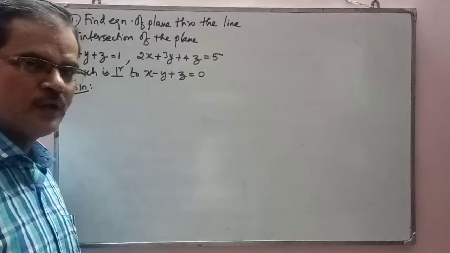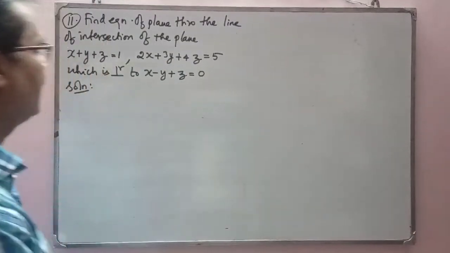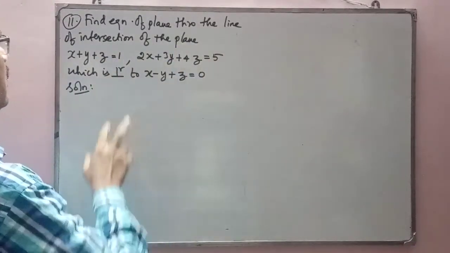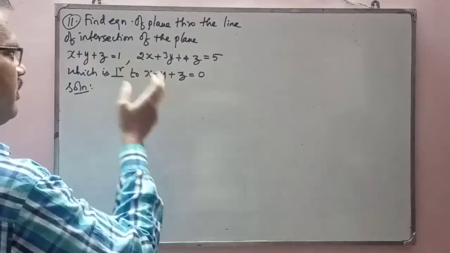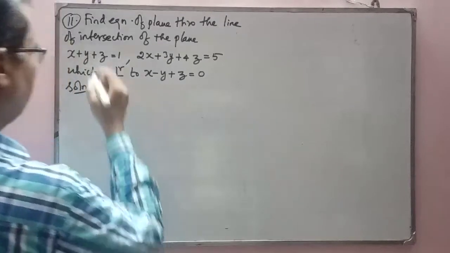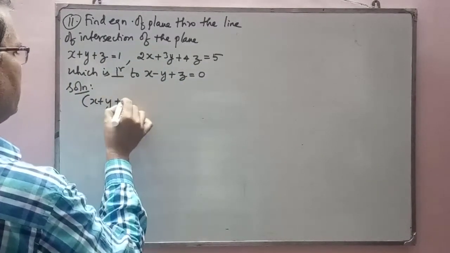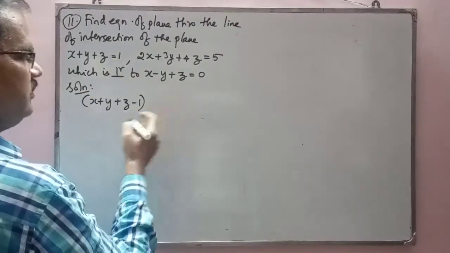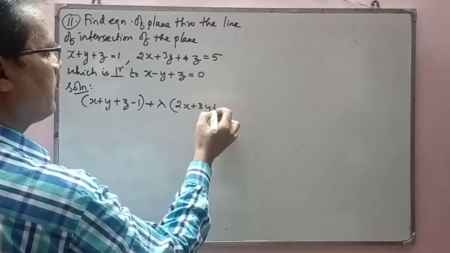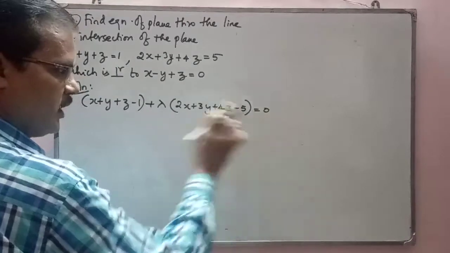I hope you would have found it easy in solving the 10th question like your 9th one. Now we are going with 11th question. Find the equation of the plane through the line of intersection of the planes. Plane equations are given and our plane is also perpendicular to another plane. Okay, first let us start with these two planes. We know the equation of the plane through the intersection is: write the first plane equation plus lambda into the second plane equation. This is your required plane equation.